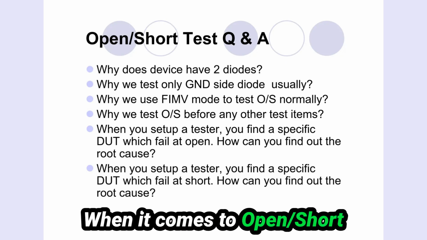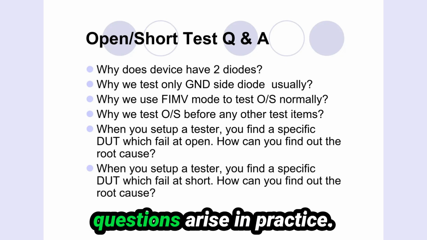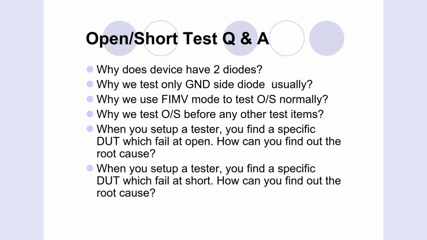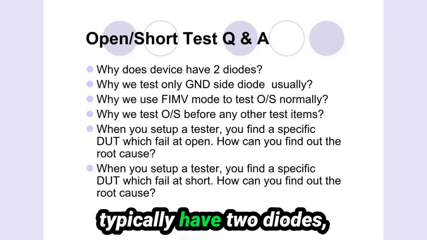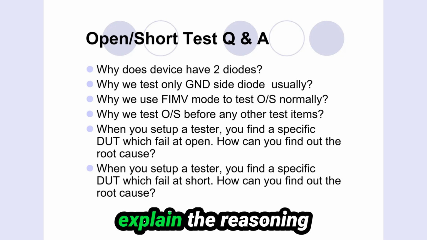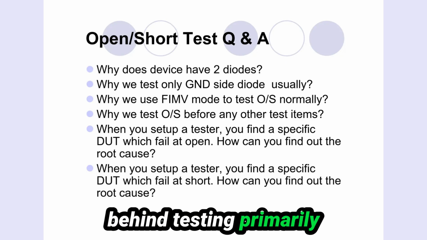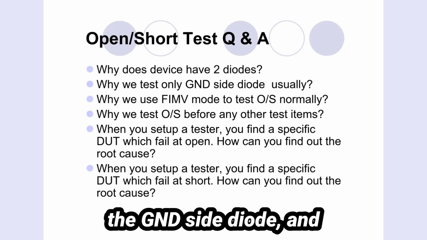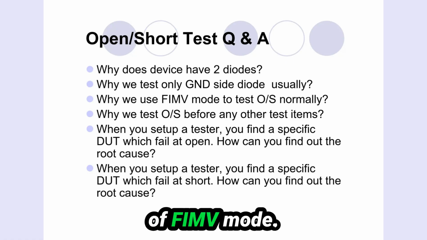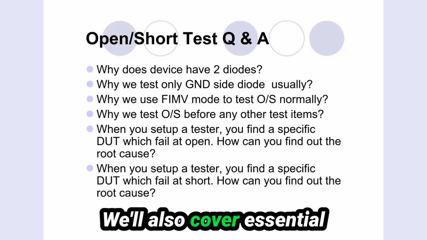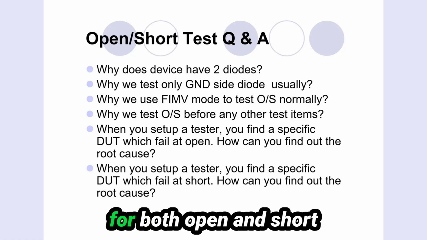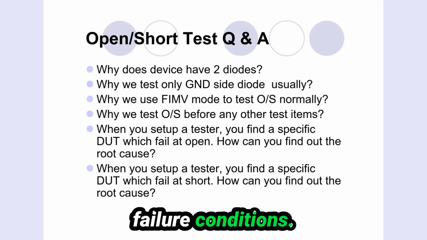When it comes to open-short testing, several common questions arise in practice. We'll address why devices typically have two diodes, explain the reasoning behind testing primarily the GND side diode, and discuss the implementation of FIMV mode. We'll also cover essential troubleshooting procedures for both open and short failure conditions.